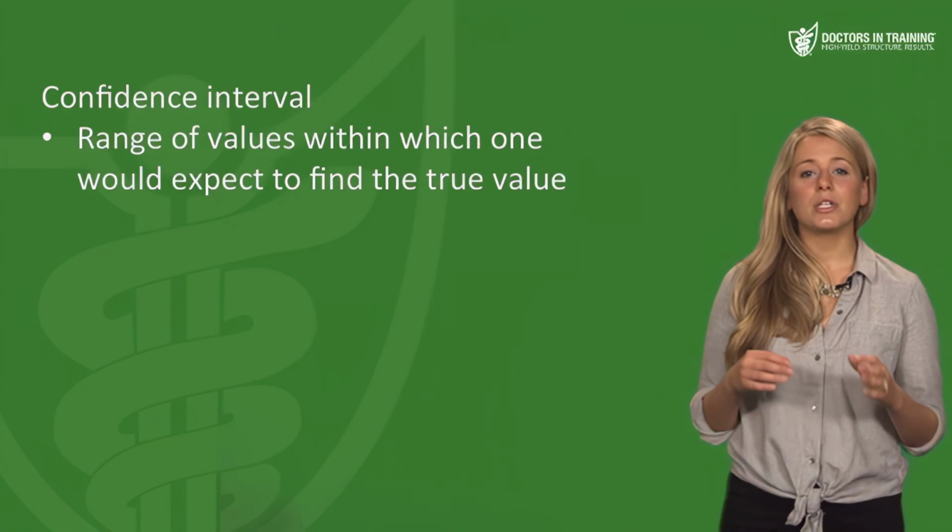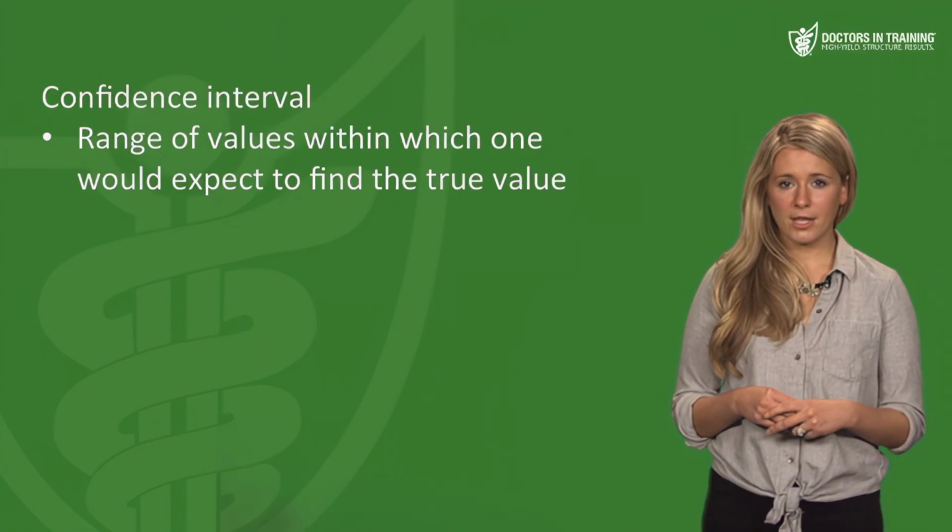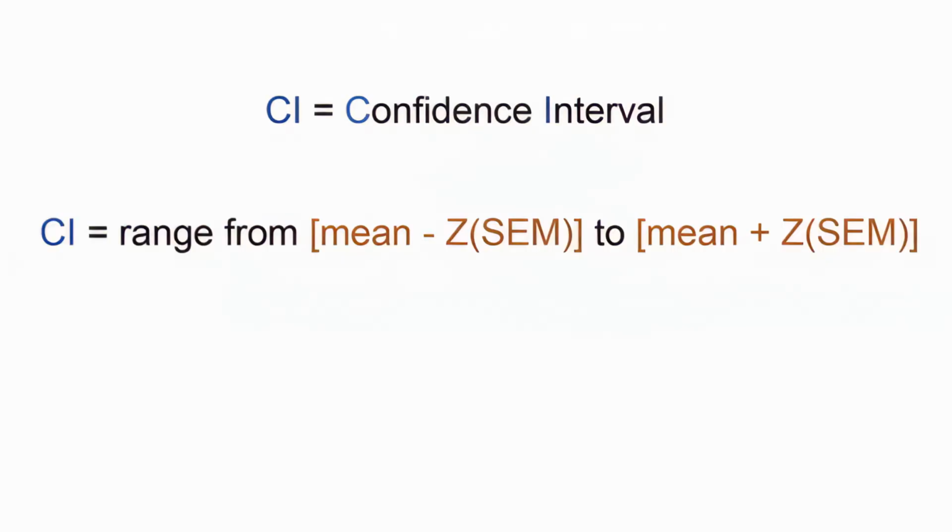Now, let's take a look at how we determine the confidence interval. Well, the equation for confidence interval, or CI, is CI equals the mean minus Z times standard error of the mean, to mean plus Z times standard error of the mean. So what is Z? Z is a constant that's specific to the confidence interval you're trying to calculate. If you want to set your confidence interval at 90%, then you would use Z of 1.645.